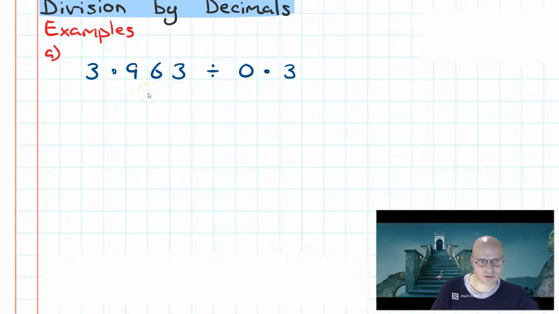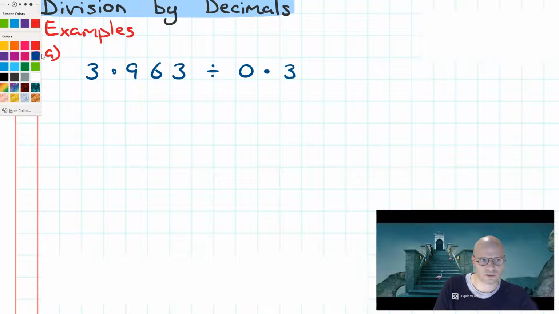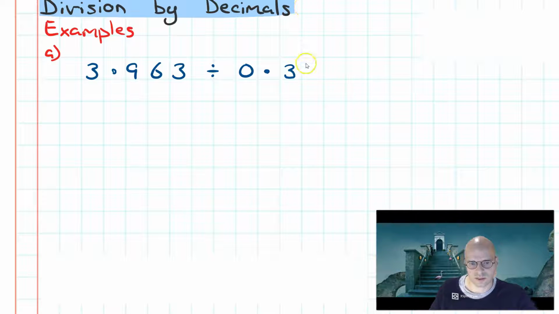The way in which we're going to do this is a similar method to what we looked at before. We're first going to identify our divisor, and we're going to pretend in this instance that it's actually a whole number. So I'm going to rewrite it as simply 3, ignoring the fact that it's actually a decimal. Next across, we're going to look at our dividend, and we see it's 3.963. I'm going to still remember that this is a decimal and just write it out as such.